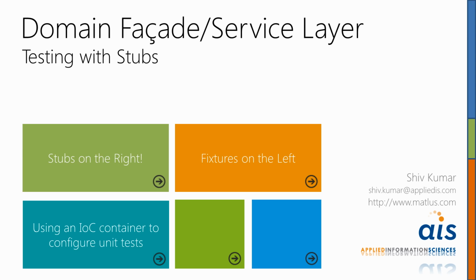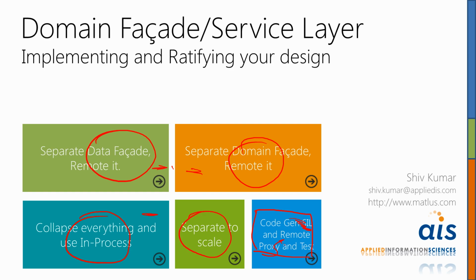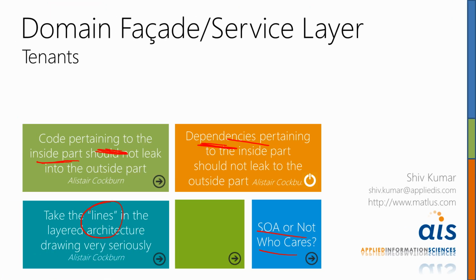So let's talk about testing now. One of the things that might not have been very clear to you is, when we talked about some of the key tenets that Alistair Cockburn talks about in his book, sorry, it is over here. Right. Code pertaining to the inside part should not leak into the outside part. Well, that implies that you've got your facade. So there's some layer, business layer, data layer, whatever the layer may be. There's a facade in here. And applications can only hit the facade boundary, right? So any consuming application can only hit the boundary.